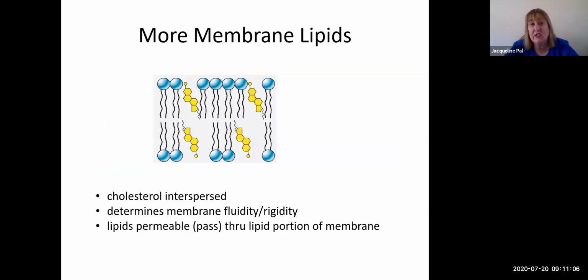Now, in addition to the phospholipids, we have more lipids in the membrane, specifically cholesterol. Cholesterol basically has this structure, which you'll learn when you take chemistry. You don't have to know it for this class, but all of these yellow things are cholesterol. The amount of cholesterol interspersed among the phospholipids determines how rigid it is. More cholesterol, more rigidity; less, more fluid and flexible. And lipids on the outside can pass through this lipid portion of the membrane very easily.